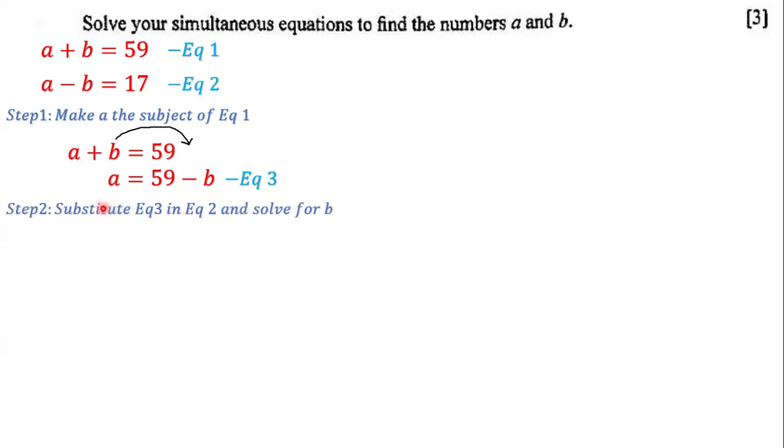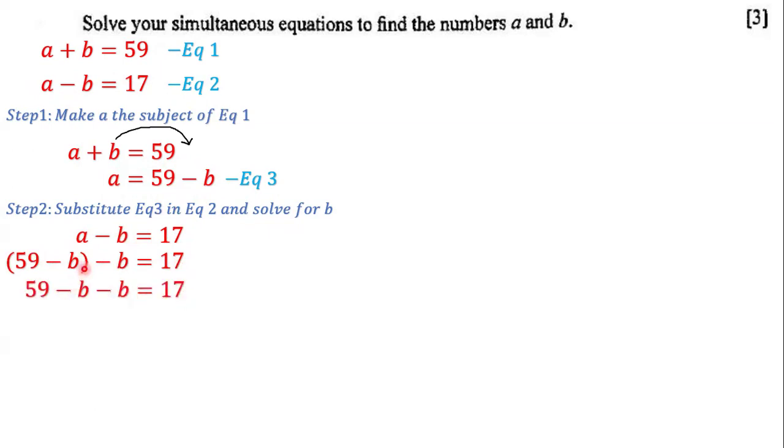Next, we're gonna substitute equation 3 into equation 2 and solve for B. Now, what do we mean? So notice that this is equation 3, right? And we have explicitly what A is. We're gonna take this equation and we're gonna substitute it into equation 2, all right? Now, we have equation 2. Equation 2 says that A minus B is equal to 17, but we know what A is. A is 59 minus B. And so we're gonna substitute that into this equation. And so we have that 59 minus B is equal to 17.